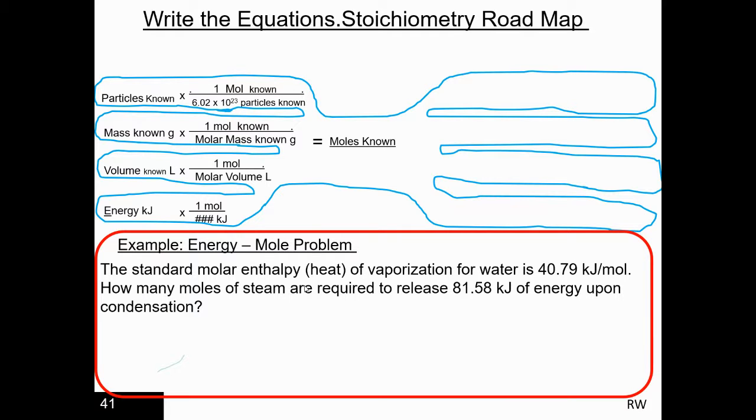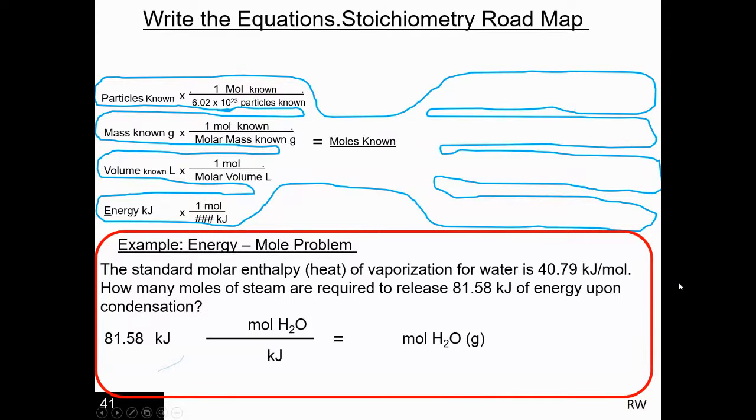So we have the standard molar enthalpy, the heat of vaporization for water. That's a given quantity. You can look it up, 40.79 kilojoules per mole. We usually give it to you. And we're asking how many moles of steam are required to release 81.58 kilojoules of energy upon condensation. So here you're looking for the moles of steam, H2O, in a gaseous state. And the energy you're starting with is 81.58 kilojoules. So your conversion factor would have moles of water in the numerator and kilojoules in the denominator.